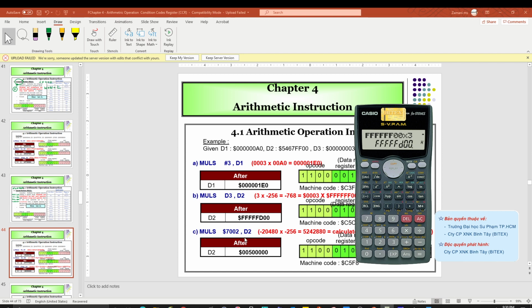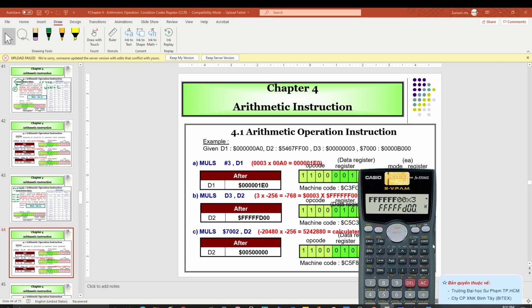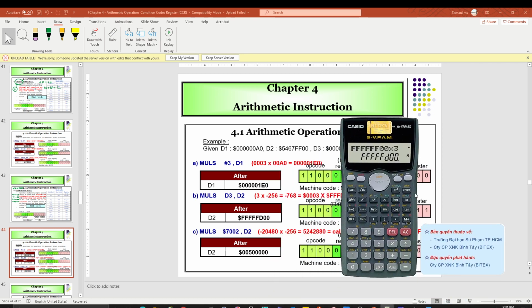So let's look at the last example here. This one is going to be multiplied by this one, saved to this one. So D2 is given by FF00. So this is a negative number because of this MULS sign. So this must be represented as a negative number.